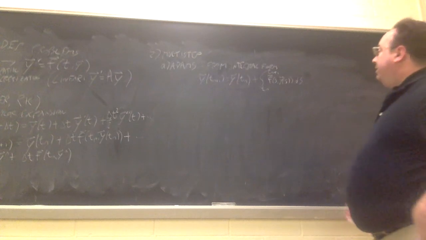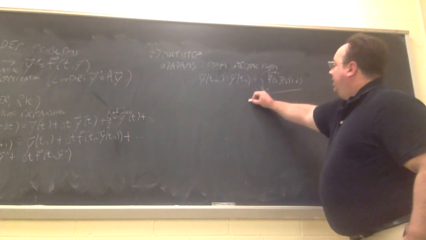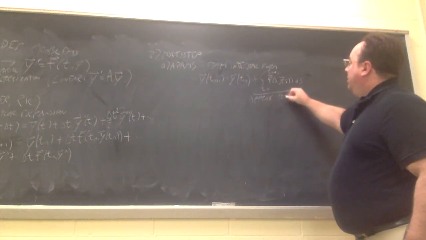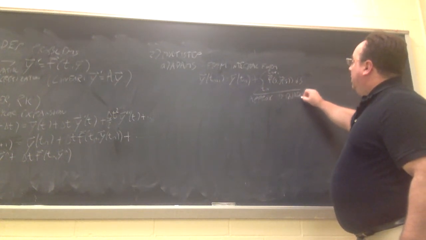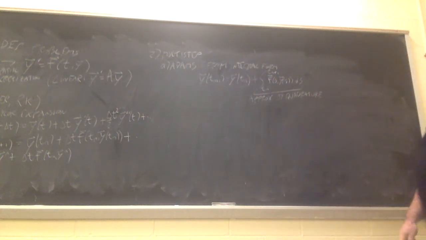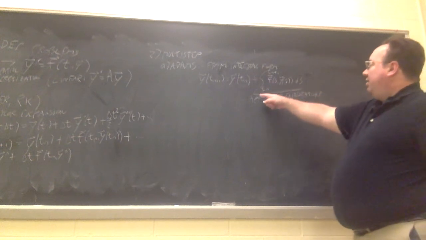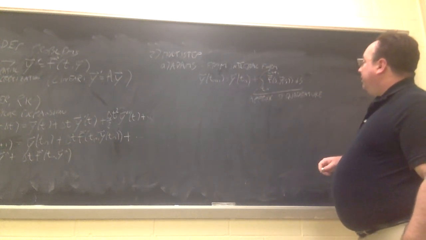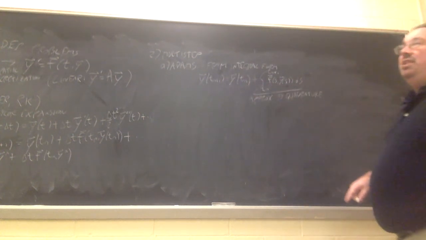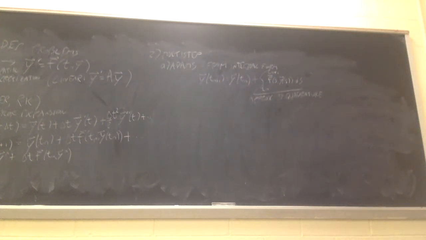But where Adams methods come from is approximating this integral by some quadrature rule that goes further back in time, so prior to tn. Notice the solution appears on both sides. It appears here in the integral, and that's unknown. So we had to approximate this.